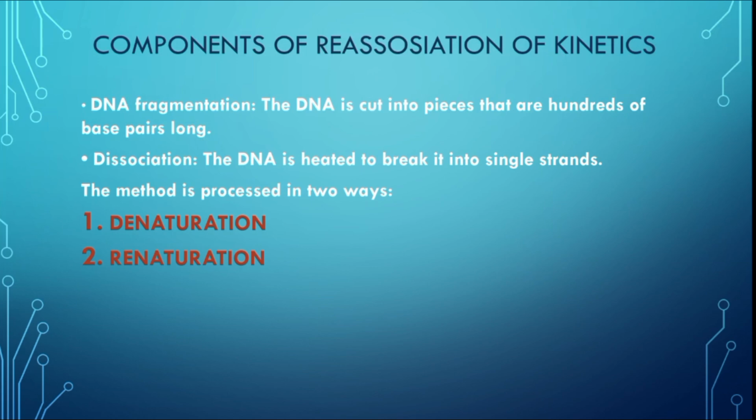So, there are two components of reassociation kinetics. They are DNA fragmentation and dissociation. The DNA fragmentation is where the DNA is cut into pieces that are hundreds of base pairs long. The dissociation is where the DNA is heated to break it into single strands. And this method is processed in two ways, the denaturation and renaturation.